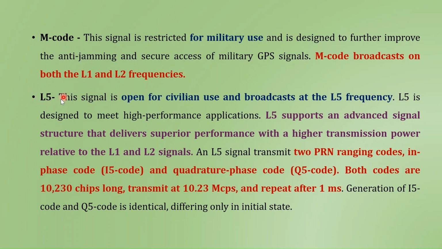Then we also have the L5 frequency, which is open for civilian use, and this L5 supports an advanced signal structure that delivers superior performance with a higher transmission power in comparison to the L1 and L2 signals. And this L5 signal transmits two PRN ranging codes. One is referred to as the in-phase code, that is the I5 code, and then we have the quadrature phase code that is referred to as the Q5 code.